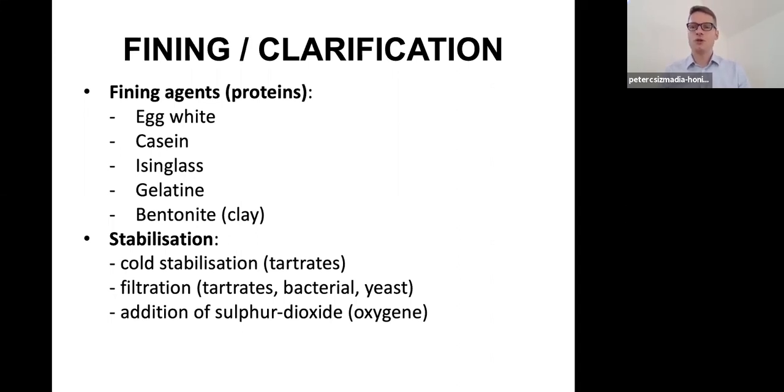We simply introduce a material that is oppositely charged electrostatically than the proteins, and then they will attract each other. By attracting each other, they cling on to each other, they become heavy, and they sink to the bottom of the tank or the barrel. This can be very classically egg white that we put in the wine.